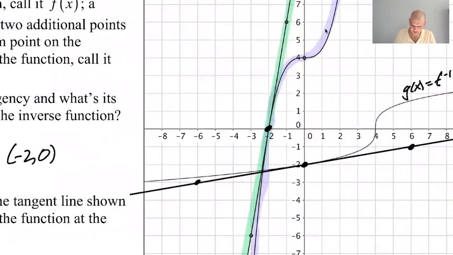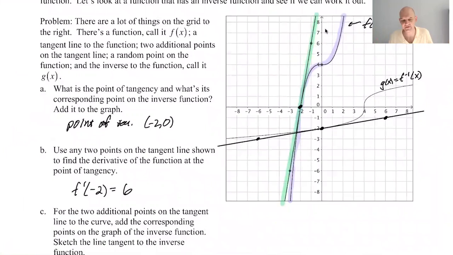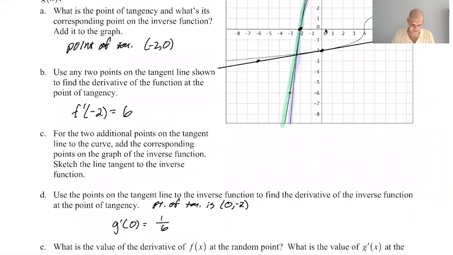Look at that. Okay, let's take a second and think about what we just did. We said that on the original function, we have the point -2, 0, which means on the inverse function, we have the point 0, -2, right?